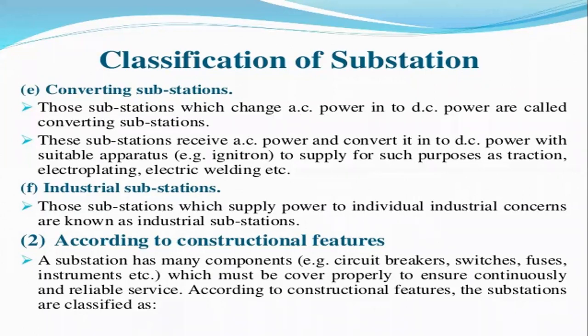For the continuity and reliability of operations, we use various equipment and protective devices like circuit breakers, fuses, switches, isolators, lightning arresters, etc. According to the constructional features, substations are classified into indoor substations, outdoor substations, underground substations, and pole mounted substations.